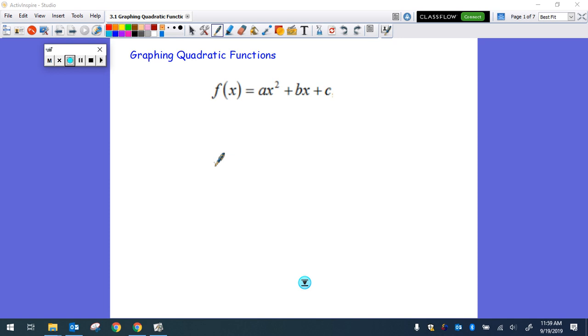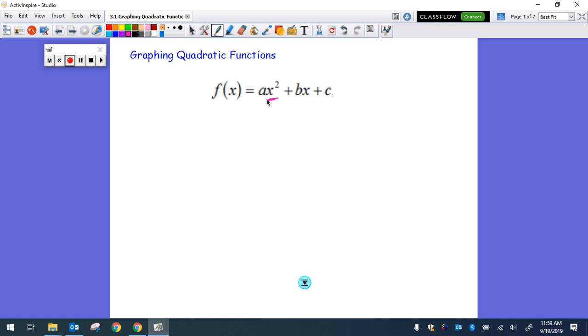So this lesson is on graphing quadratic functions. First thing you need to know is how to tell if it is a quadratic. And the way that you're going to tell is if it has that x squared. If it has that x squared, that's how you know it's a quadratic. Okay? The next thing you need to know is how to figure out a, b, and c, because we're going to use those a lot.